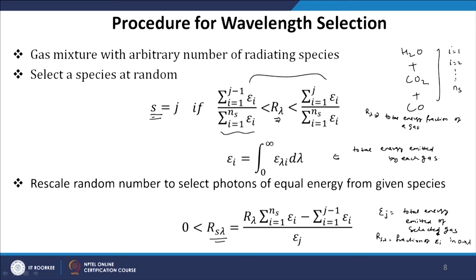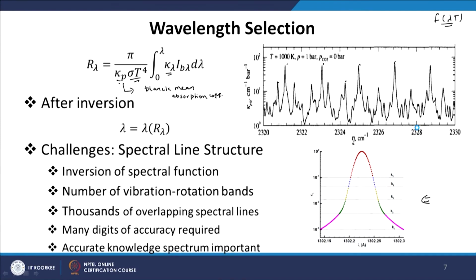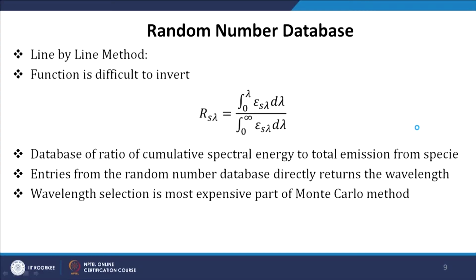As I said, this is not going to be easy because of the complicated spectrum that we have. The variation of absorption coefficient with wave number or wavelength is called the spectrum, and because of this complicated variation in the spectrum, we cannot invert this relation easily. So, what do we do? The answer to this problem lies in the random number database. So, what is a random number database? A random number database is a pre-calculated table.